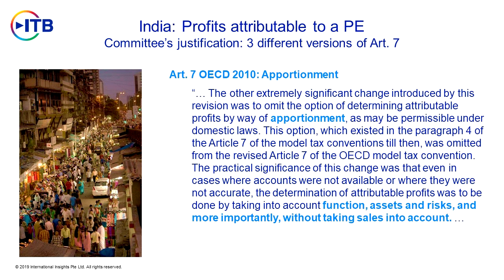The other extremely significant change introduced by this revision was to omit the option of determining attributable profits by way of apportionment, as may be permissible under domestic laws. This option, which existed in paragraph 4 of Article 7 of the Model Tax Conventions till then, was omitted from the revised Article 7 of the OECD Model Tax Convention. The practical significance of this change was that even in cases where accounts were not available or where they were not accurate, the determination of attributable profits was to be done by taking into account function, assets and risks, and more importantly, without taking sales into account.